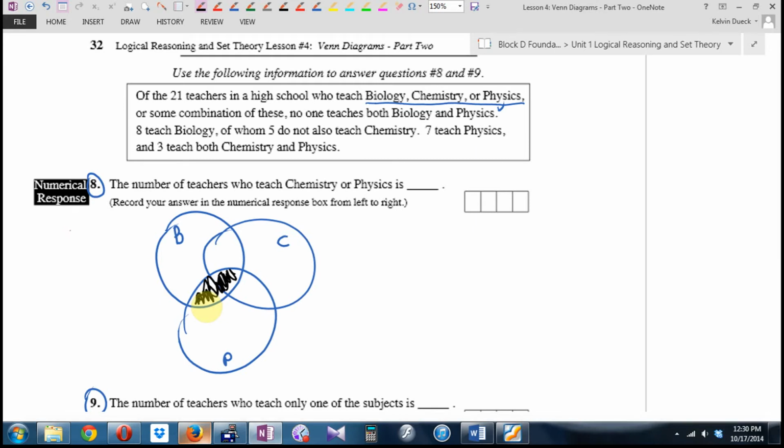Eight teach biology, of whom 5 don't also teach chemistry. Okay. Mackenzie, look up. How many teachers teach biology? 8. How many don't teach chem?